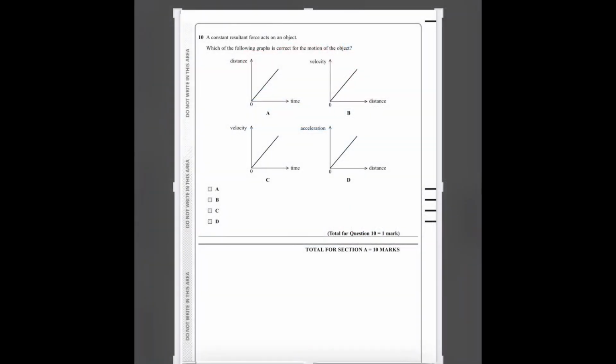Number 10. A constant resultant force acts on an object. Which of the following graphs is correct for the motion of the object? So there is a constant resultant force. Whenever we are talking about resultant forces, we always consider the formula F equals ma, since it is physics unit 1. So when there is a constant resultant force, there would be a constant acceleration.